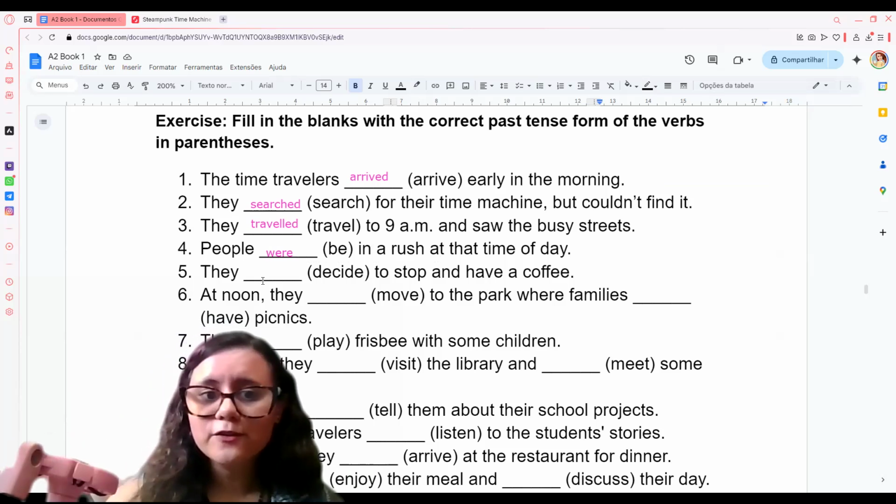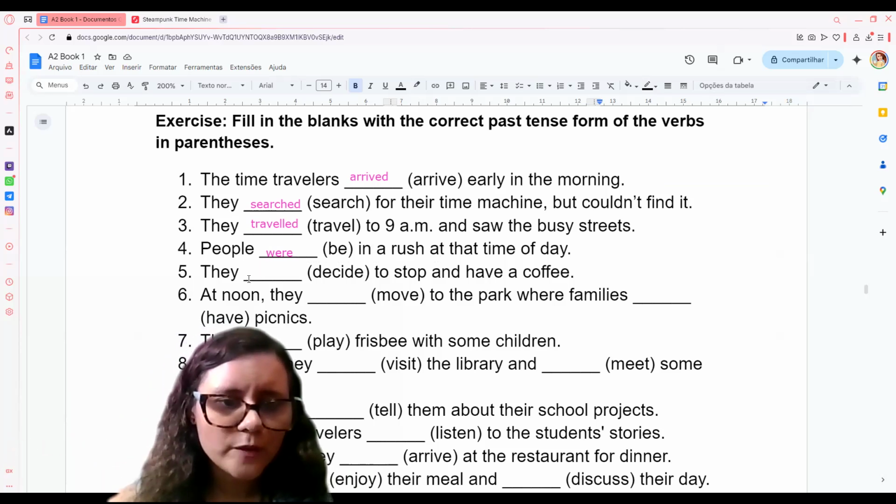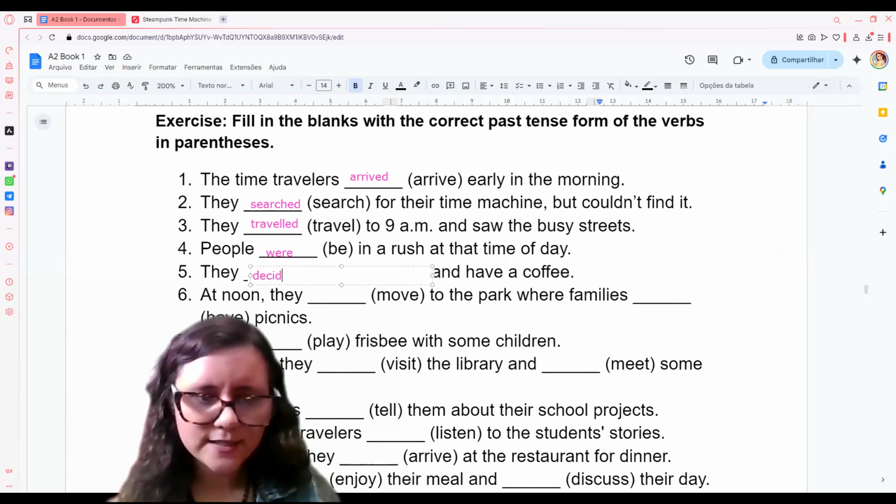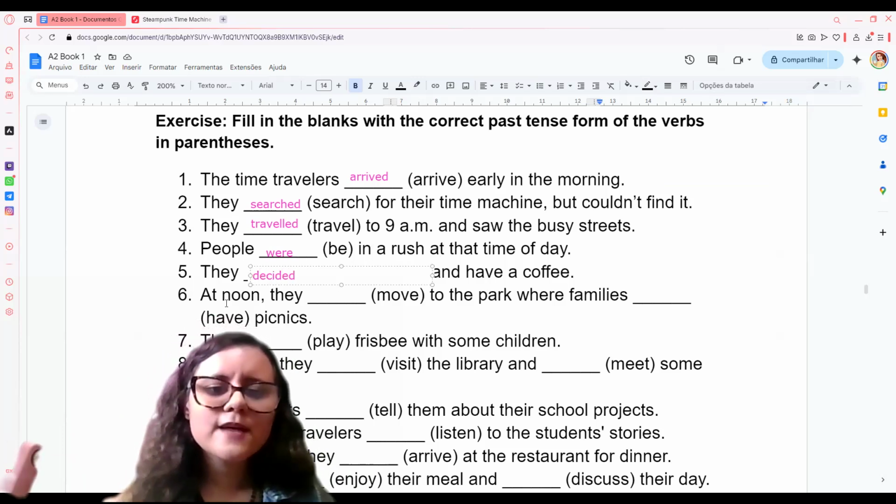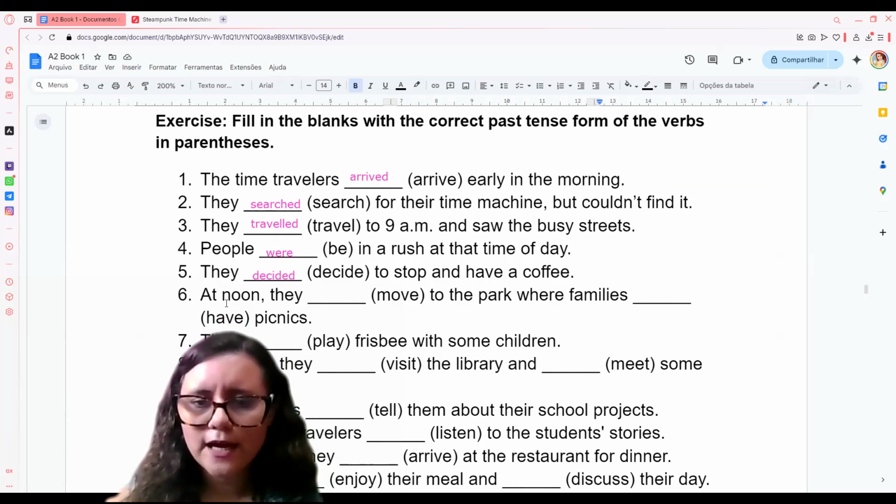Decide, regular verb, so the form is decided. They decided to stop and have a coffee.